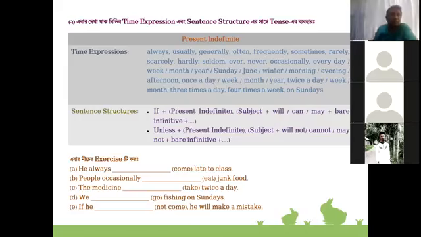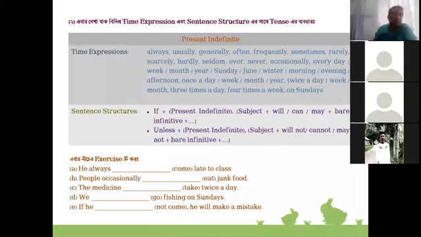Remember to use the passive form when needed. The medicine is taken twice a day. দিনে দুইবার ওষুধ খাওয়া হয়। Now D. We go fishing on Sundays.